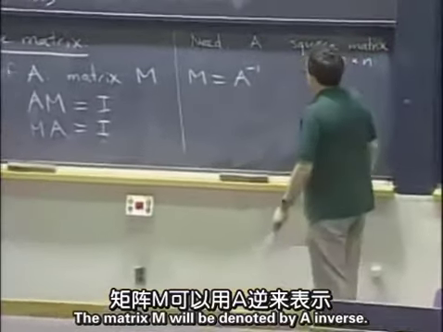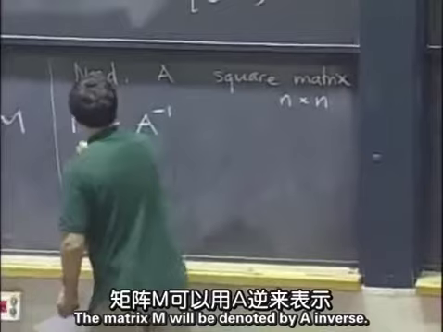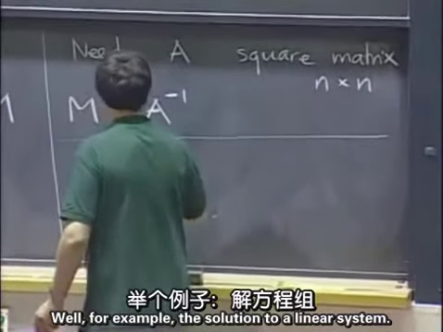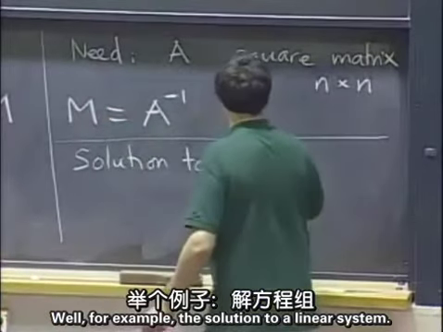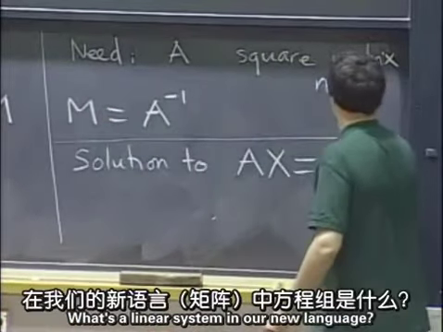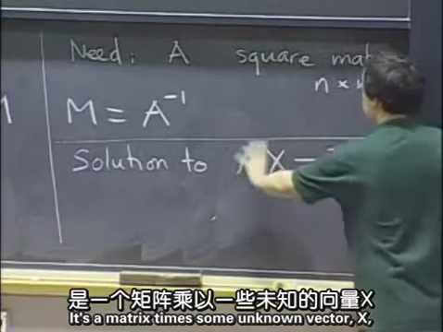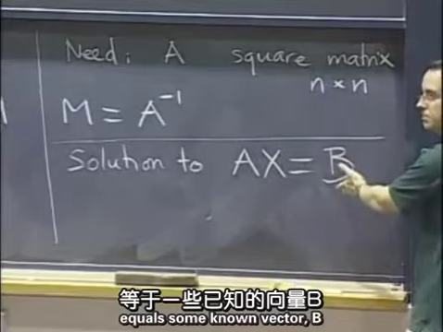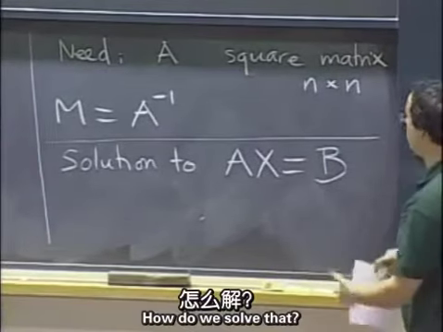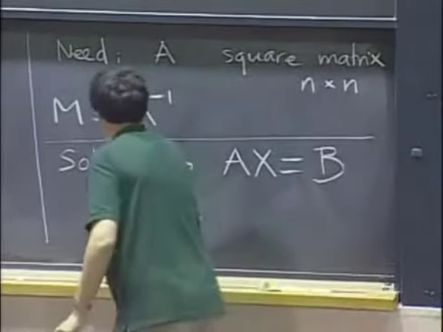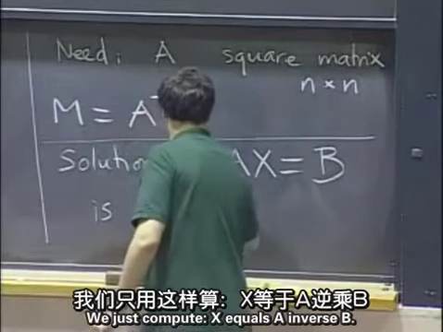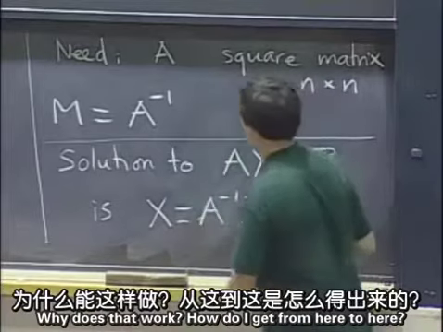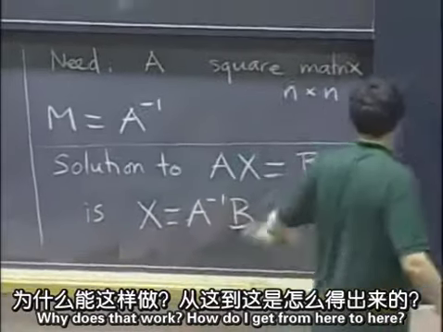Okay? And then what is it good for? Well, for example, the solution to a linear system. So what's a linear system in our new language? It's a matrix times some unknown vector x equals some known vector b. Well, how do we solve that? We just compute x equals A inverse b. Why does that work? How do I get from here to here?